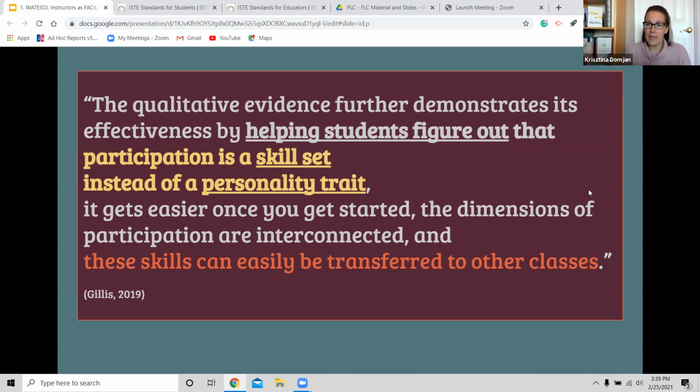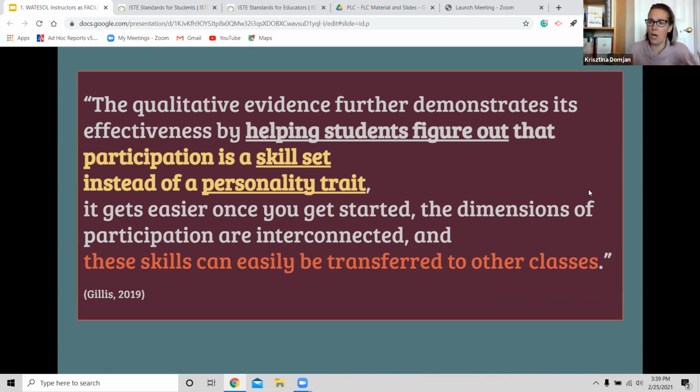But something that you should keep in mind, and I recommend that you simply tell your students or help them figure it out, is that participation is a skill set. Class participation is not a personality trait. So if they say, "Well, I'm too shy to participate," I'll talk to you after class, or I'll come to your office and talk about it. So to train them and help them realize that no, it's a skill set and we can get there and we can all learn that skill set.